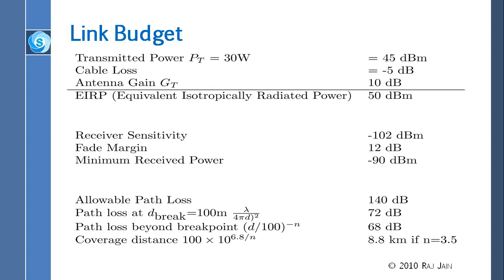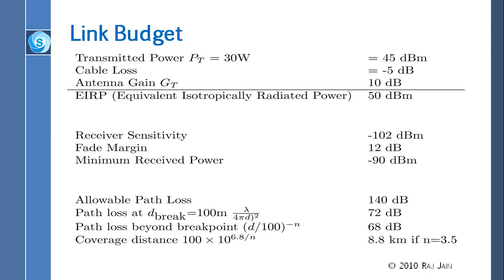And at d break of 100 meters, 72 dB, and beyond the break point, it is 68 dB. So up to 100 meters we'll have 72 dB loss, and then from there it will be fourth power law or nth power law, and so the rest remaining is 68 dB, so 140 minus 72 is 68 dB. Now here we are assuming that n is equal to 3.5, then we can go up to 8.8 kilometers. Okay? So if you put this equal to 68 dB, then you will calculate D equal to 8.8 kilometers.